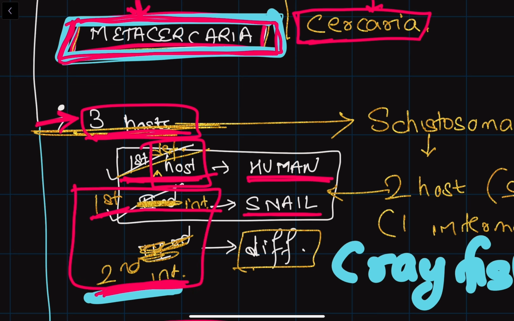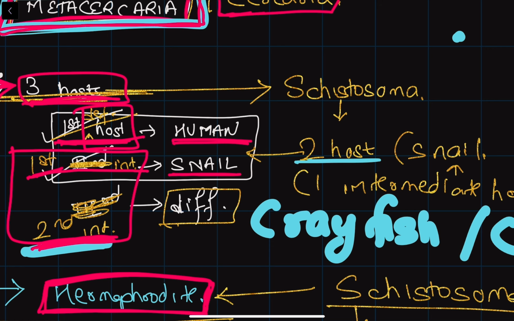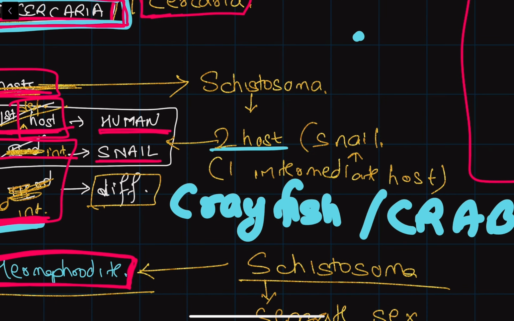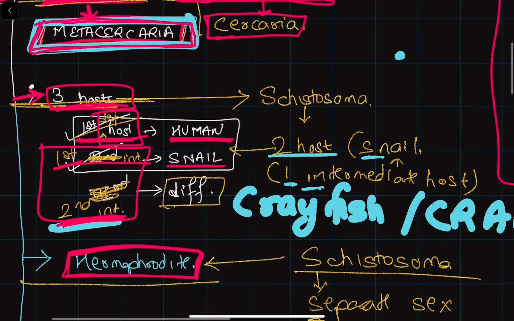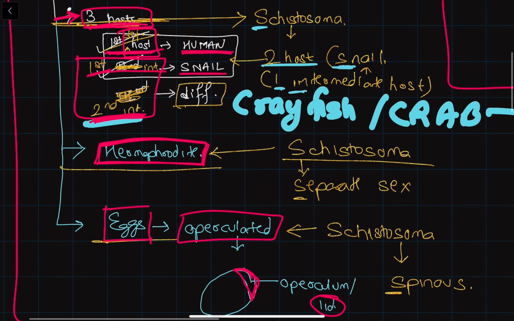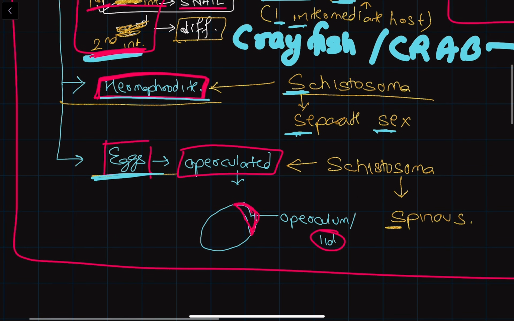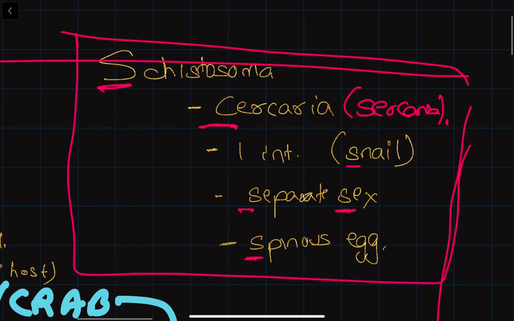The second thing is that all of them have three hosts, one definitive and two intermediate. But Schistosoma has only two hosts, one definitive, which is human as the same, but only one intermediate host, which is the snail. Third, all of them are hermaphrodite except Schistosoma, which has separate sexes in separate organisms. Fourth, all of them have operculated eggs, but only Schistosoma has a spinous egg.